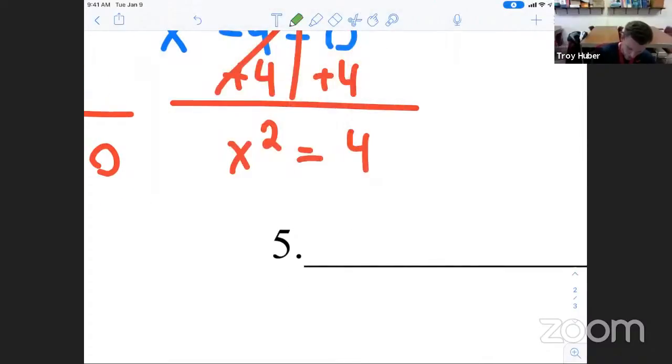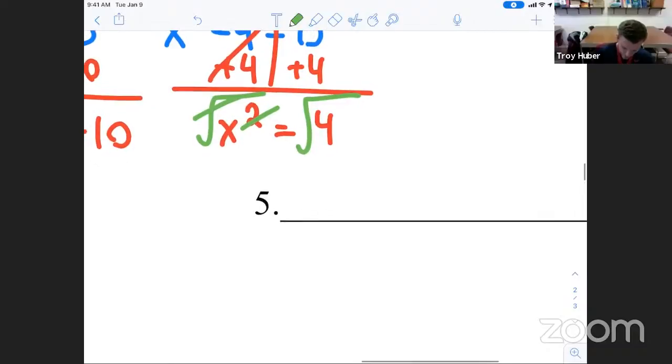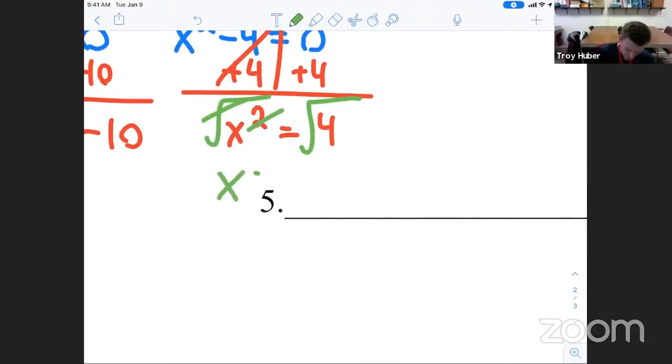So now I can square root, because the square root cancels out this squared. If I do it on one side, I've got to do it on the other side. So I get x is equal to... As soon as you take that square root, you have 2 answers, a positive and a negative. So you usually just write positive, negative, and then the square root of 4 would be 2.